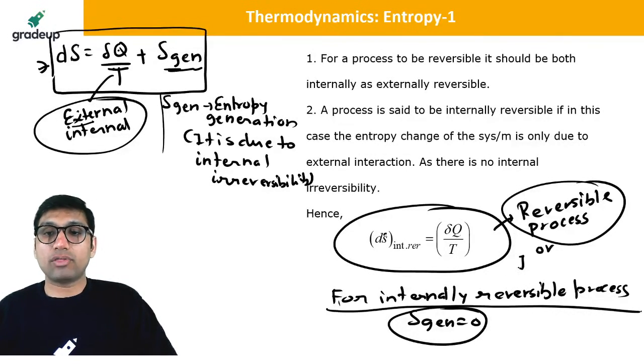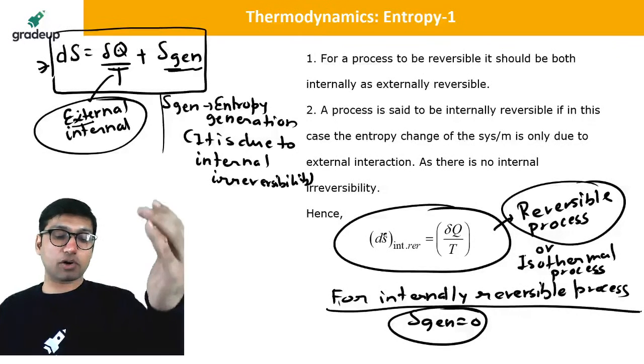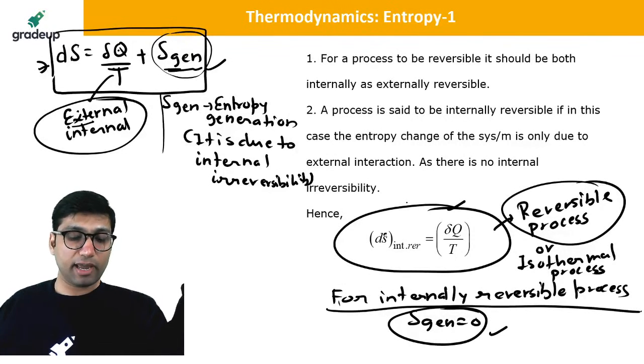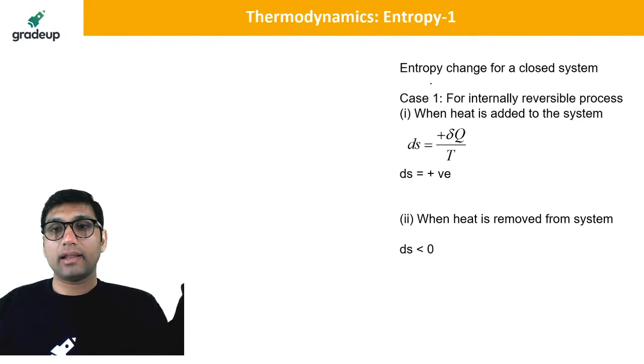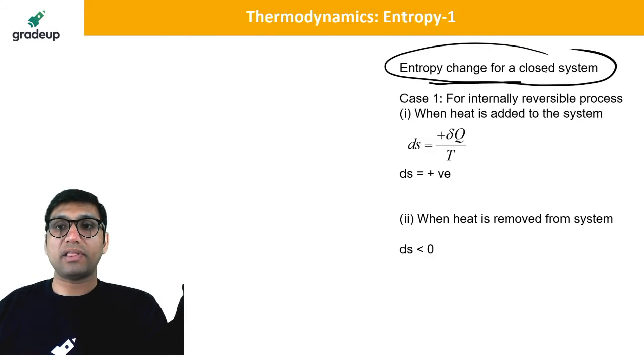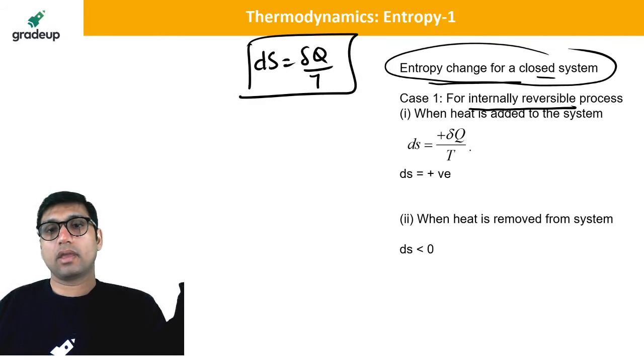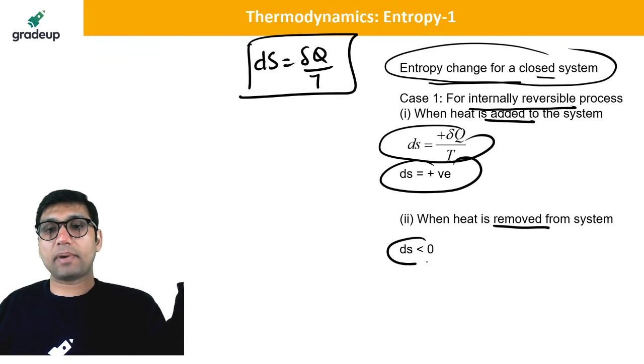Like for an isothermal process, which is called a reversible process, the total entropy change is equal to del Q by T, because in that condition the internal irreversibility becomes 0. Okay. Now we are going to understand different types of entropy change for a closed system. For an internally reversible process, the entropy change is equal to del Q by T only. If heat is added to the system, the entropy change will be positive. If heat is removed, the entropy change will be negative.